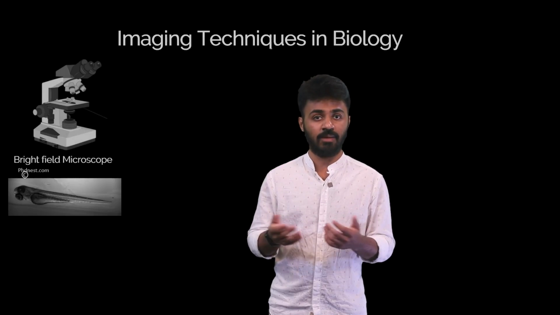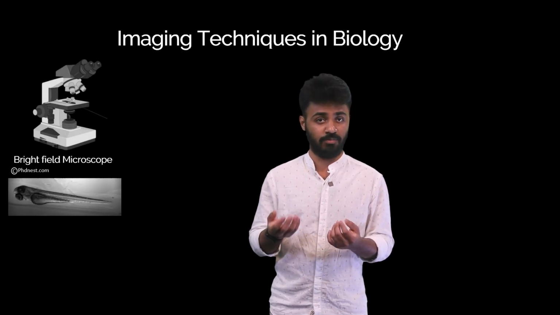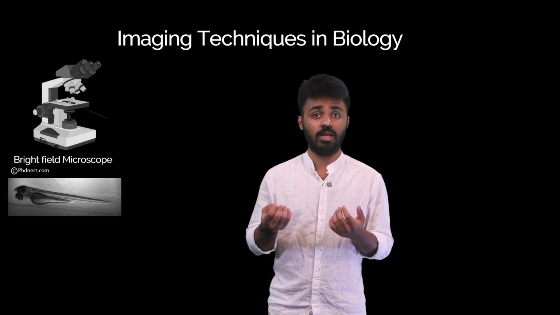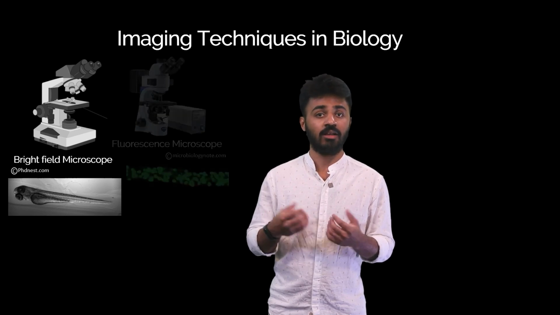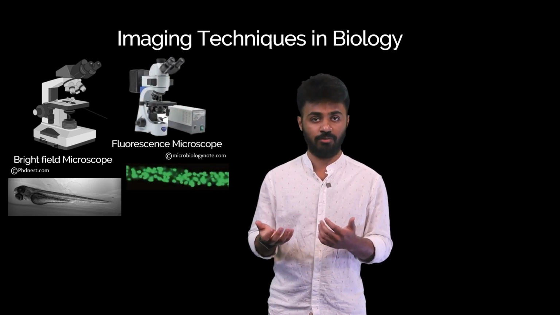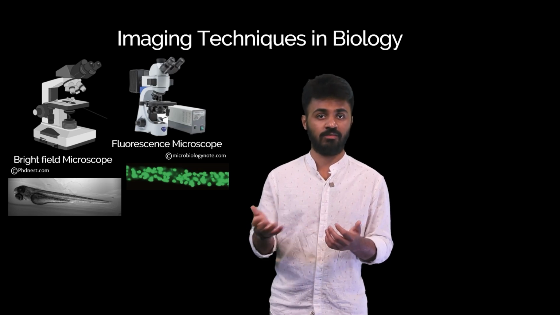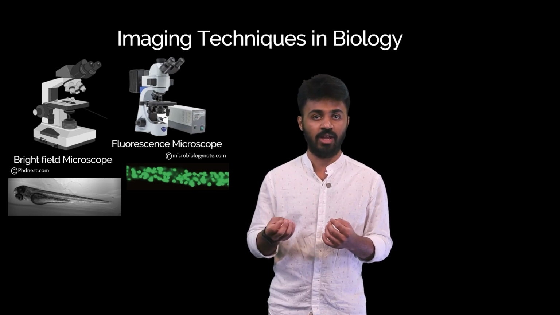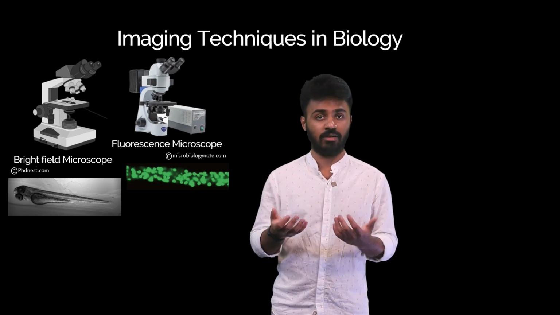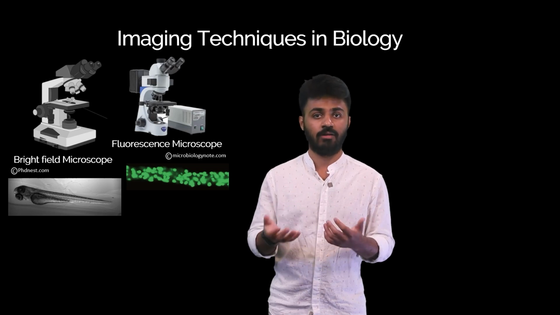There are several types of imaging techniques used in biology. One of the most common is bright field microscopy, which uses visible light to produce an image of the sample. Another technique is fluorescent microscopy, which uses fluorescent dyes to label specific structures within the sample. When the sample is illuminated with a specific wavelength of light, the labeled structure emits a different wavelength of light that can be captured by the camera.